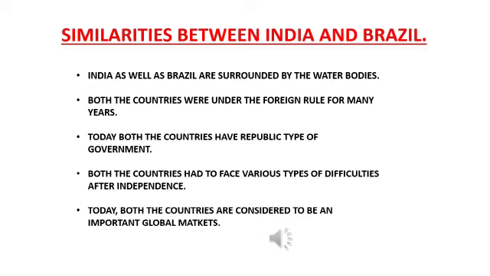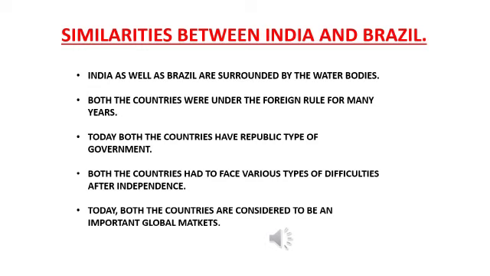The second similarity is that both the countries were under foreign rule for many years. India was under the rule of the British for more than 150 years, whereas Brazil was under Portuguese rule for more than 3 centuries. The third similarity is that today both the countries have a republic type of government. Brazil has the presidential republic type, whereas India has the parliamentary republic type. I have discussed the difference between these forms of government in the previous slide.